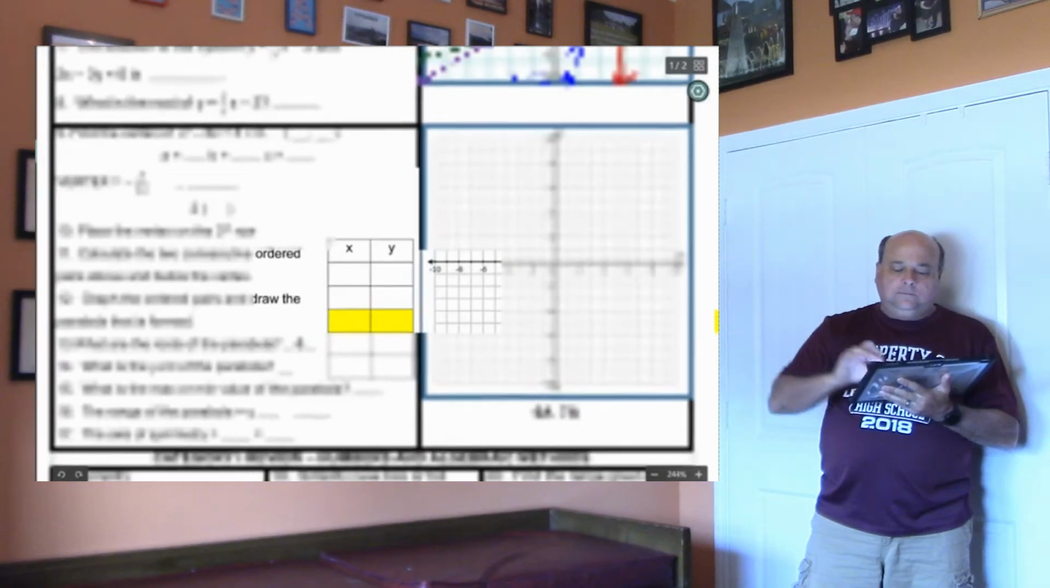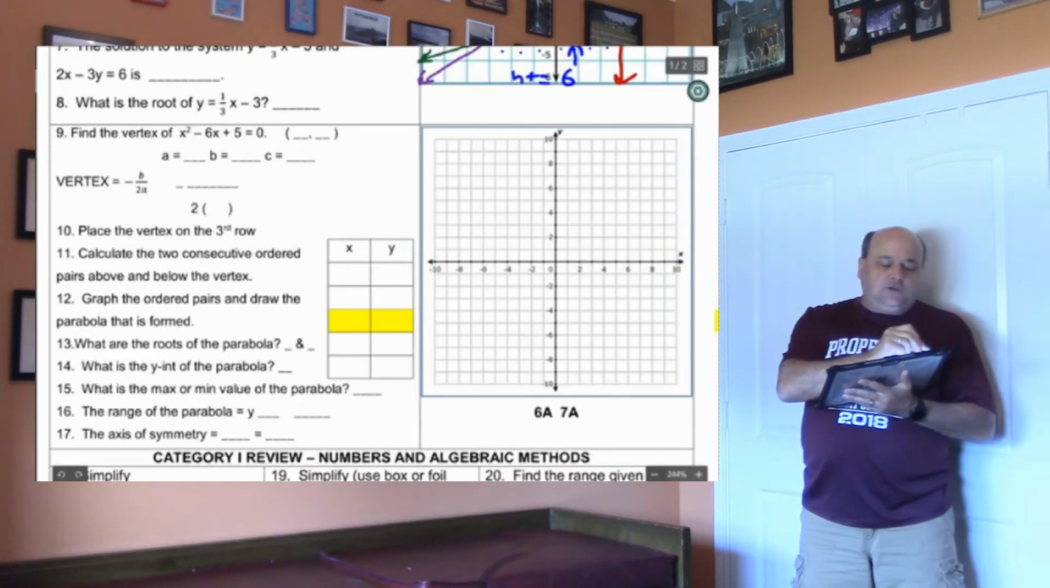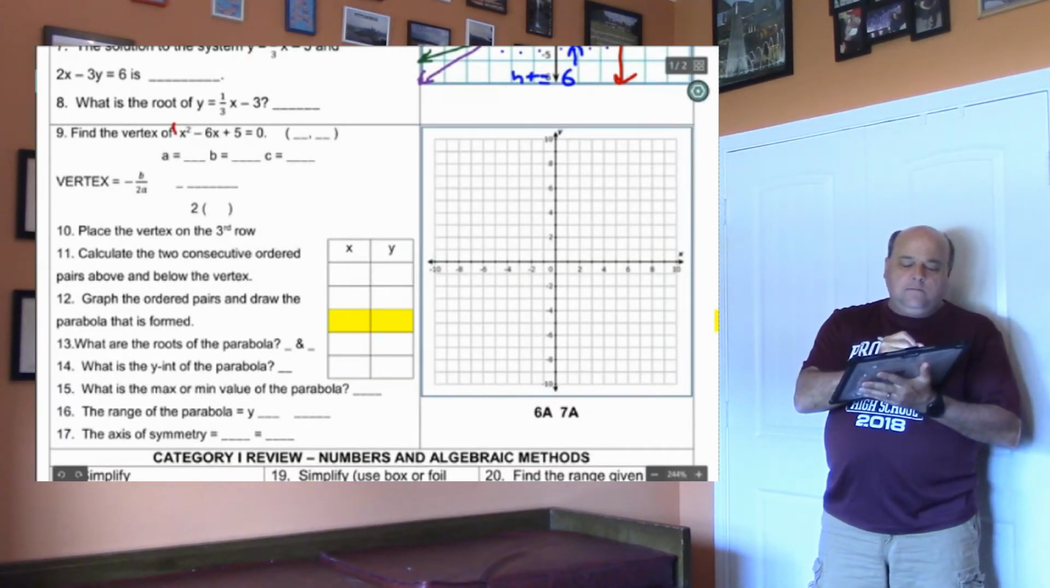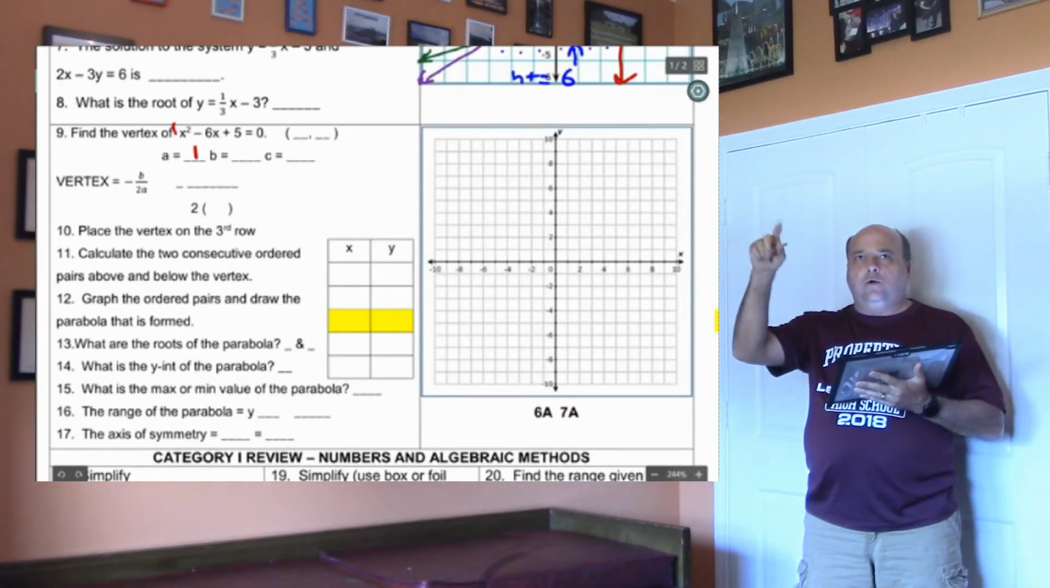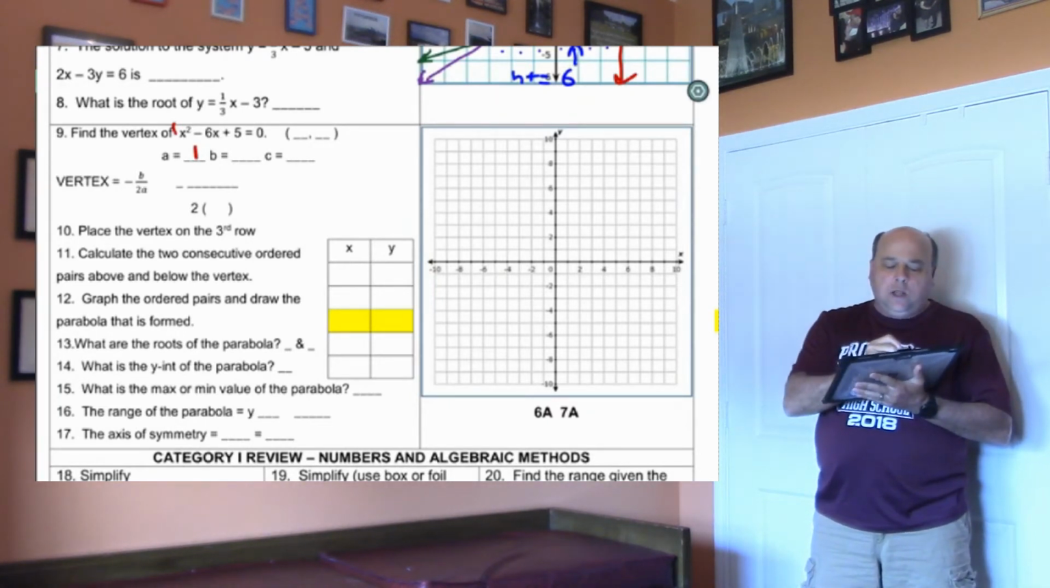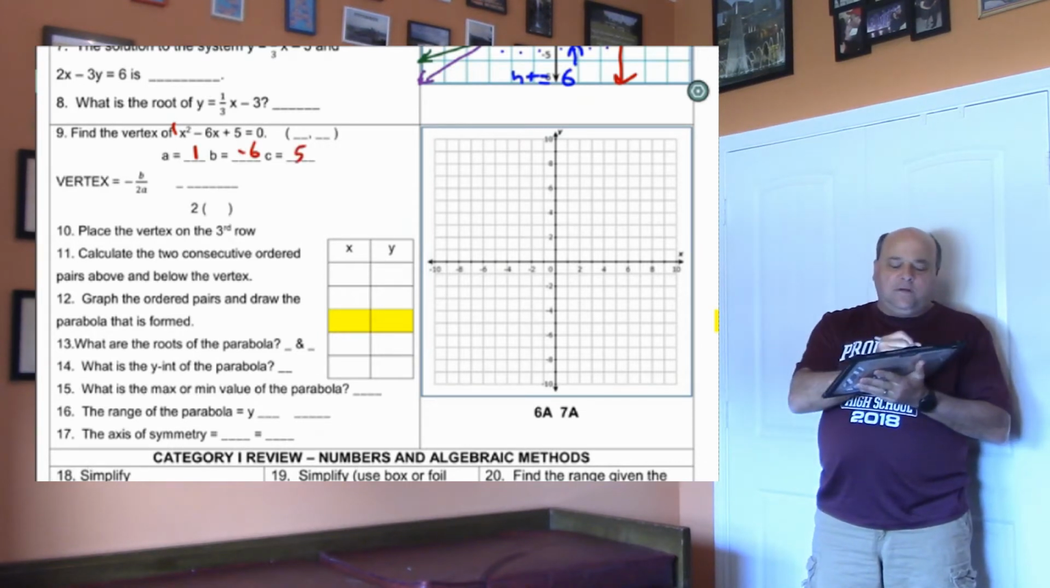Okay, number 9. Let's go through here. Our A is 1. Remember that pattern. It's going to go over 1, up 1, over 2, up 4. Our B is negative 6 and our C is 5. Okay, and we're going to find our vertex.